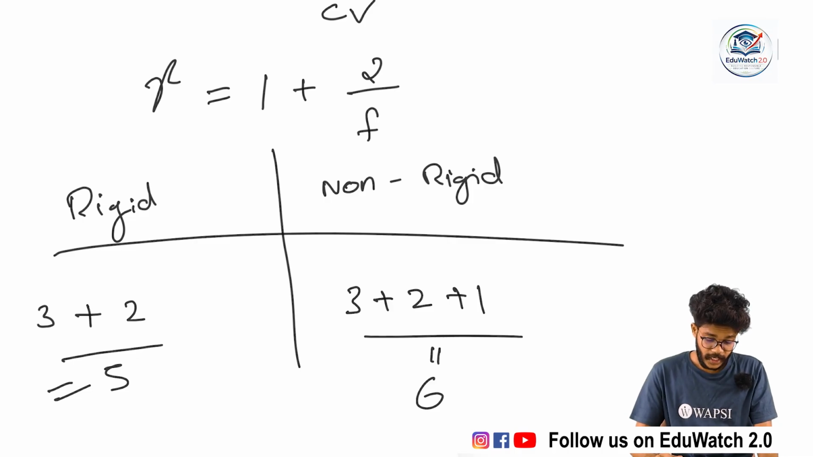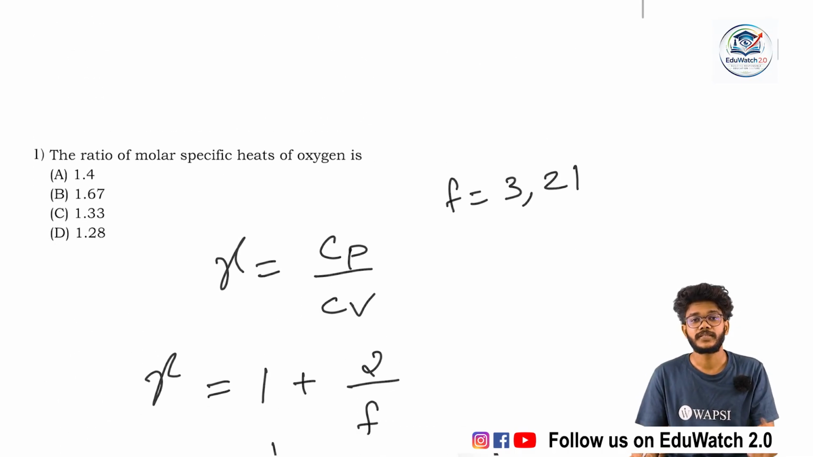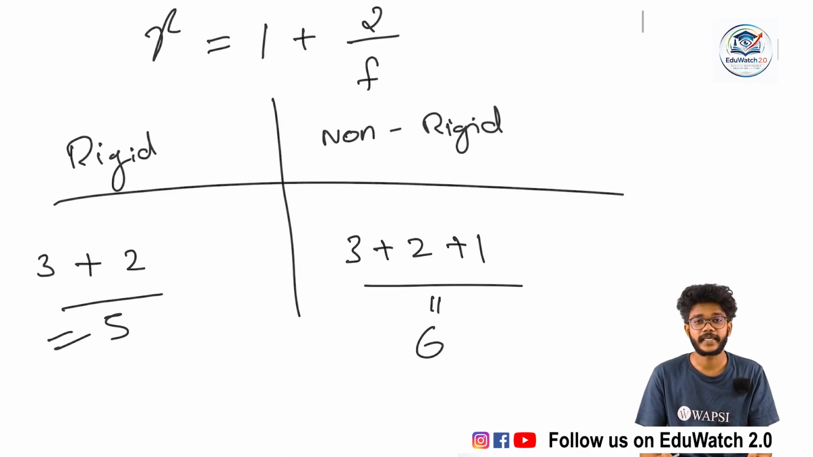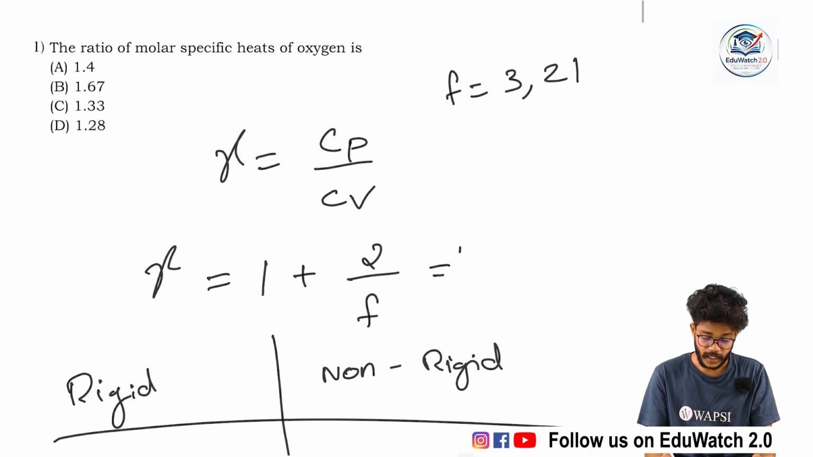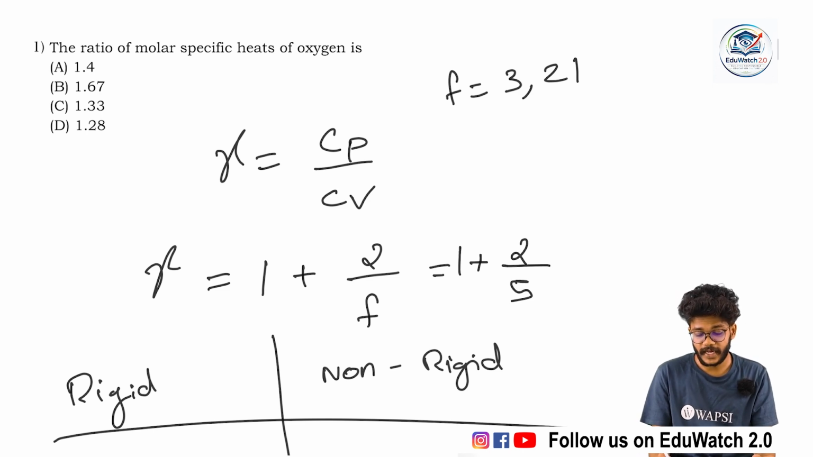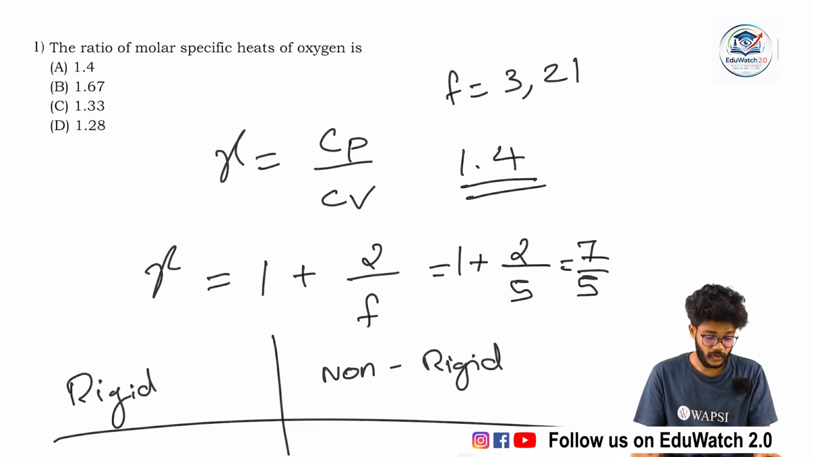In case of oxygen, it is diatomic O2 and rigid, so the degrees of freedom is 5. So you can substitute F as 5. So 1 plus 2 by 5 is 7 by 5, which is 1.4. So option A is the correct answer.